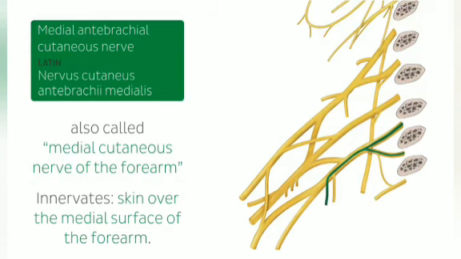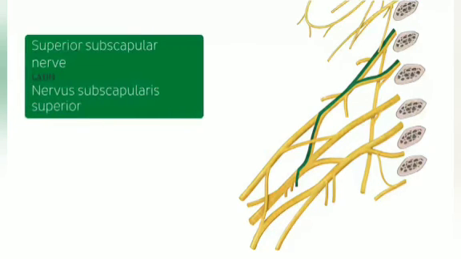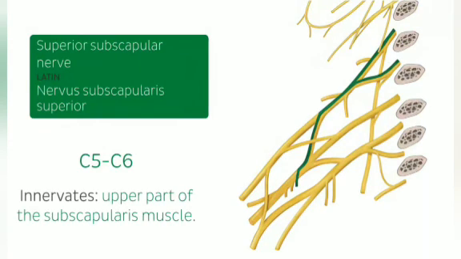The next pre-terminal branch of the brachial plexus we'll look at is the superior subscapular nerve. This nerve originates from the posterior cord and carries fibres from the 5th and 6th cervical spinal nerves. It functions to provide innervation to the upper part of the subscapularis muscle.